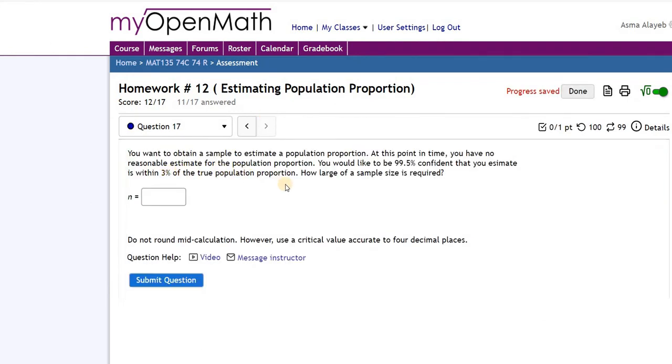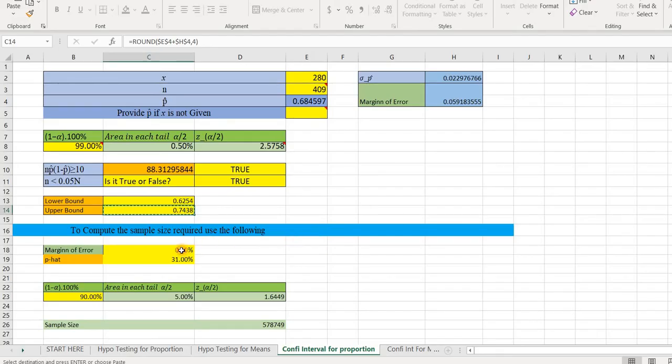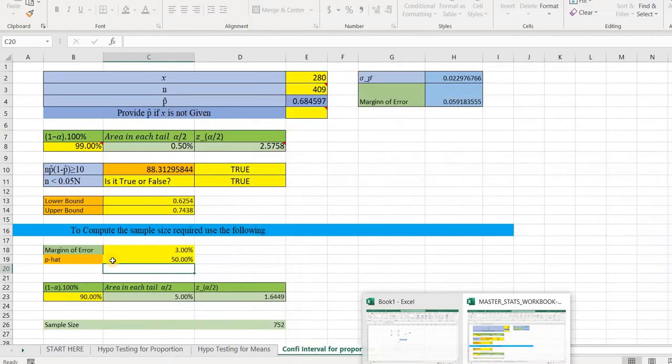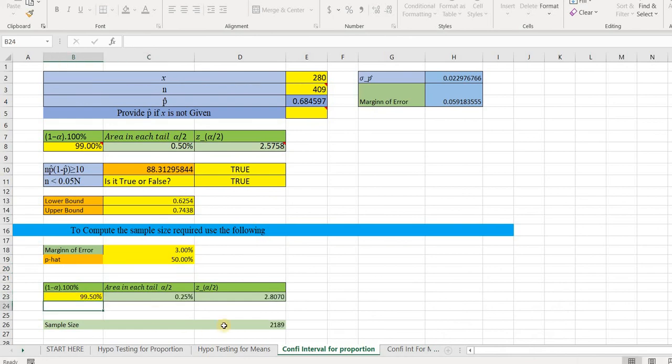You want to obtain a sample to estimate a population proportion. At this point in time, you have no reasonable estimate for the population proportion. You would like to be 99.5% confident that your estimate is within 3% of the true population. So you were given the level of confidence. The proportion is not given, so it's 50%, and the margin of error is 3. So all you need to do is go to the bottom part. So 3, the margin of error, the proportion is not given, so it's 50%, and the level of confidence is 99.5, and that would be the sample size needed.